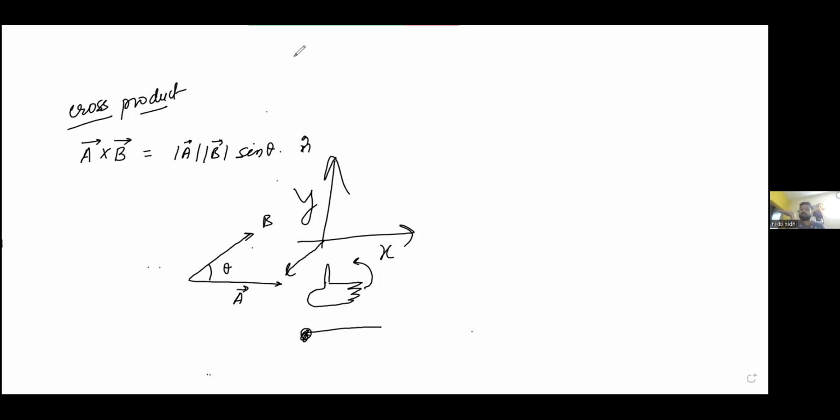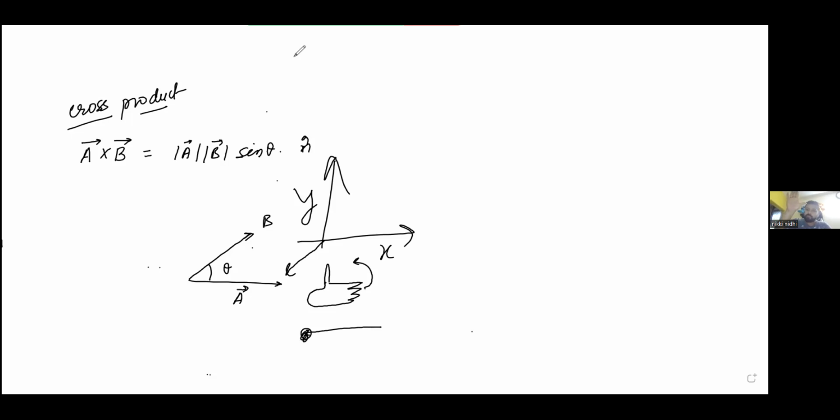Now tell me, X cross Y will be in which direction? X cross Y will be plus Z. Yes, sir. Y cross X will be what? Minus Z. Did you understand this? Similarly, Y cross Z will be plus X. See, my hand is along Y, correct? Cross Z, I'm moving it along the positive Z direction, will be plus X, correct?